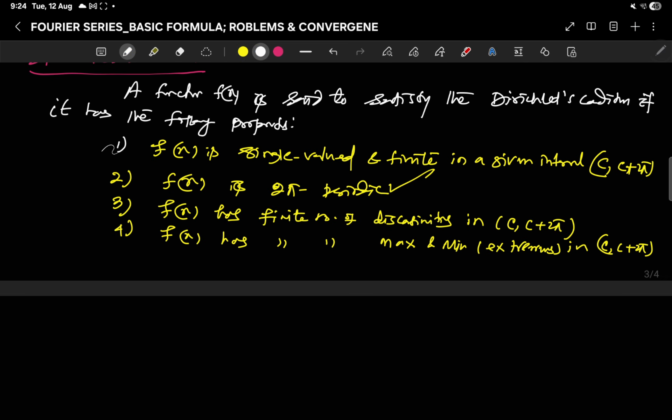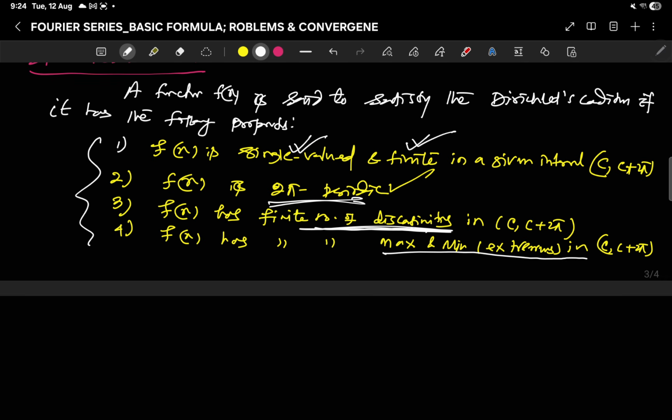Now if these four conditions hold, f(x) is single valued and finite, it should be 2 pi periodic, and it is a piecewise continuous function having a finite number of jumps, and f(x) has a finite number of maxima and minima. Or we can say at each point, the left hand derivative is equal to the right hand derivative, and that can replace this, or f(x) has a finite number of extrema. Now once this Dirichlet condition holds, then the Fourier series will converge to the function at the point of continuity.